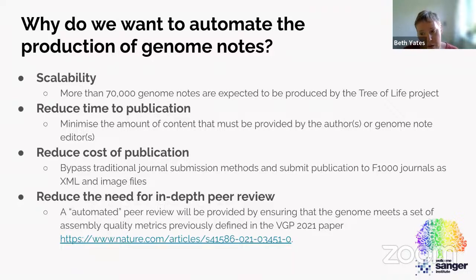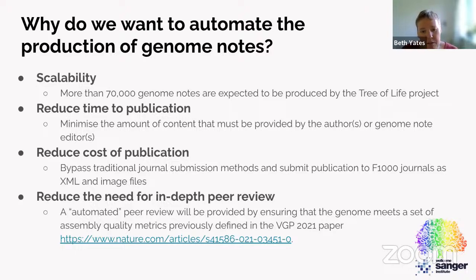So we are working with Wellcome Open Research, which is an F1000 journal, to develop a way of bypassing traditional journal submission methods and have the submission happen automatically via an API, where we will send an XML file of the Genome-Note and some associated image files directly to their server, and from there it will get processed and turned into a Genome-Note on their system.